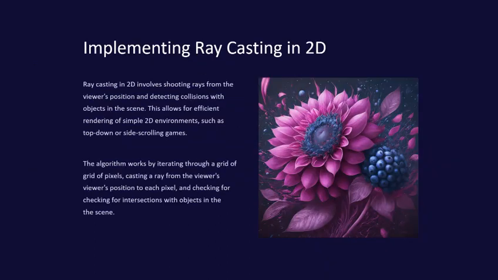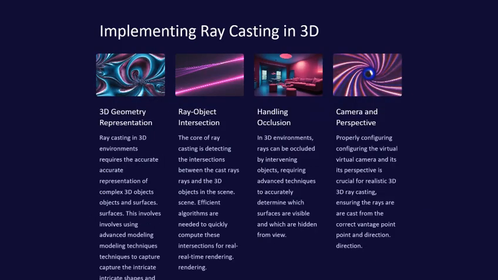Implementing raycasting in 2D. Raycasting in 2D involves shooting rays from the viewer's position and detecting collisions with objects in the scene. This allows efficient rendering of simple 2D environments such as top-down or side-scrolling games. The algorithm works by iterating through a grid of pixels, casting a ray from the viewer's position to each pixel, checking for intersection with objects in the scene.